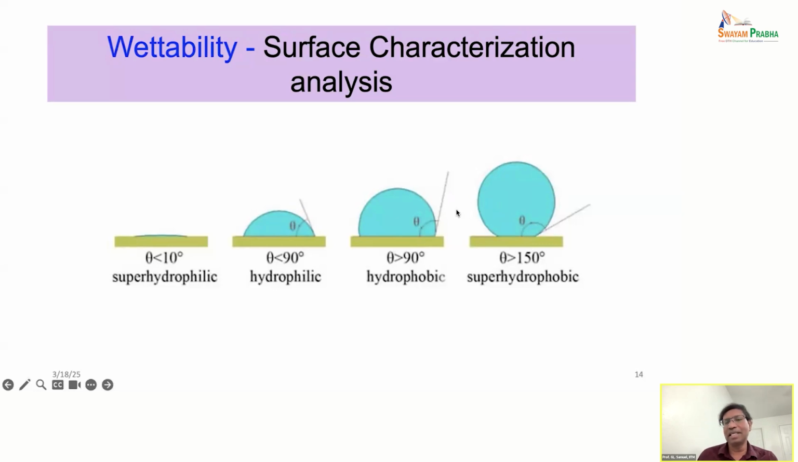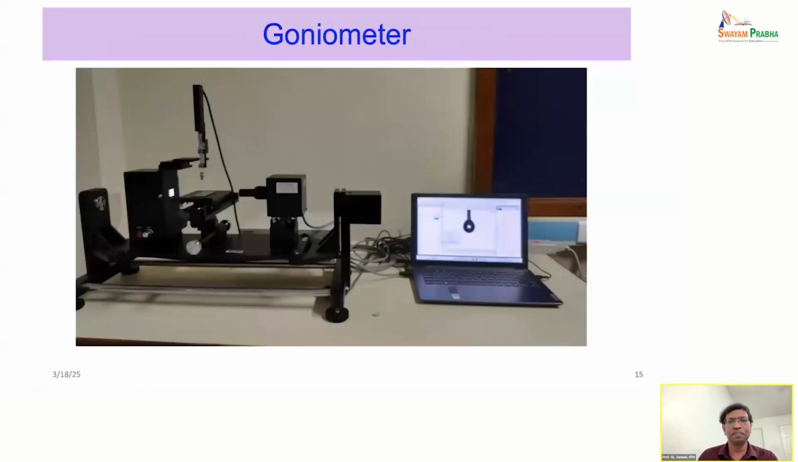Now why I am telling this is, if there is a surface which is super hydrophilic or hydrophilic, but you want to make it hydrophobic or even super hydrophobic, we can do that by using texturing. That is the reason these properties are important.